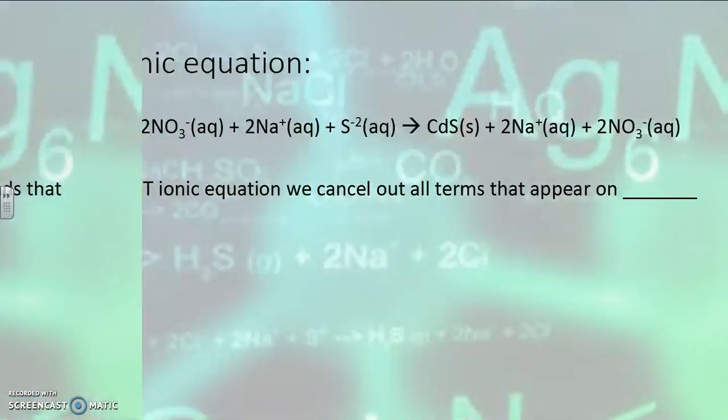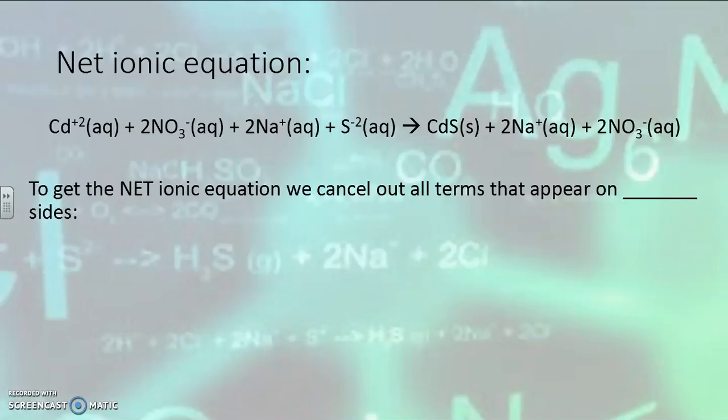All right, well, the net ionic equation, we get that by taking our complete ionic equation and we cancel out all the terms or all the things that appear on both sides. Okay, so cadmium with a +2, and we look over here, and guess what? Cadmium with a +2 is not here, so we're going to keep it. All right, well, what about 2 nitrate ions with a -1? Look here, we have 2 nitrate ions with a -1, so we're going to cancel those out. We don't need them. Right? They're on both sides. We don't need them. 2 sodium ions. And guess what?